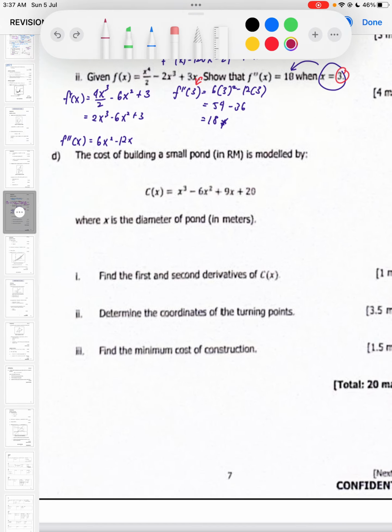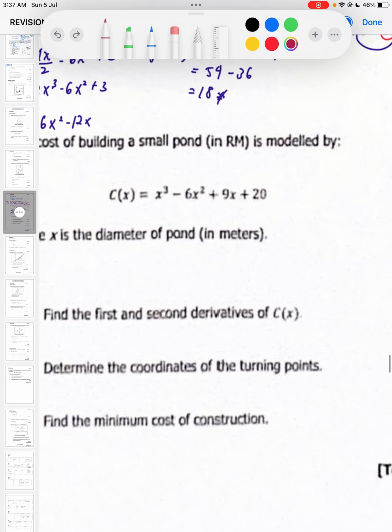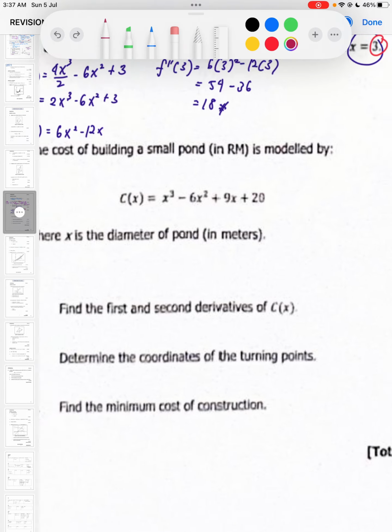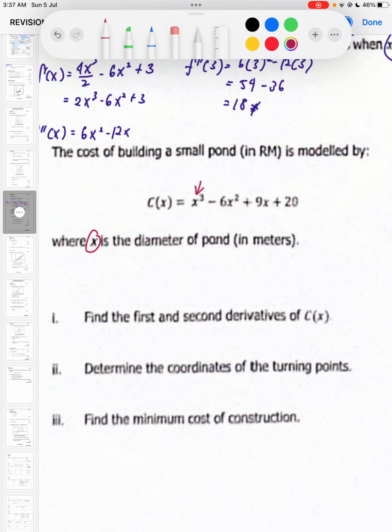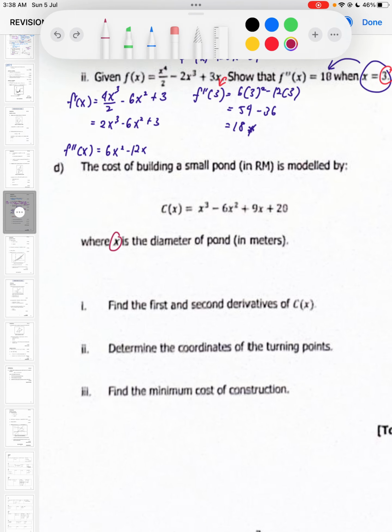Okay, so let's look at this. The cost of building a small pond in RM is modeled by C(x) equals x cubed minus 6x squared plus 9x plus 20, where x is the diameter of the pond in meters. Some students misunderstand the question. Over here, x just means the diameter. This whole equation doesn't mean the diameter itself, so don't get it wrong.